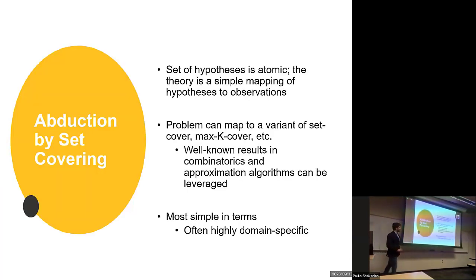So abduction by set covering, we have a set of hypotheses that's atomic, kind of like in the example that we've been going through. And the theory is really just a simple mapping between the hypotheses and potential observations. And so because of that, you have kind of this bipartite graph structure. You can now start to map it to various combinatorial problems, set covering, max K cover, weighted variance, and so forth. And we'll talk a bit more about this a little bit later in the lecture.